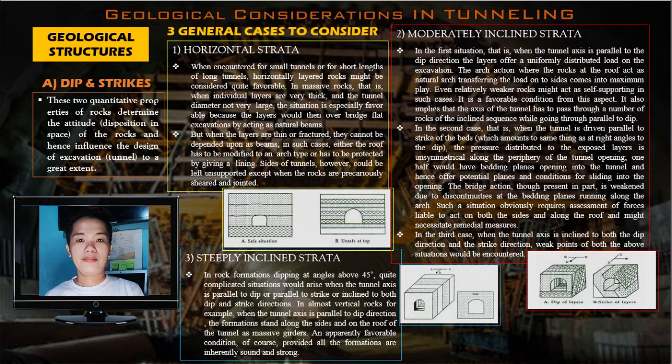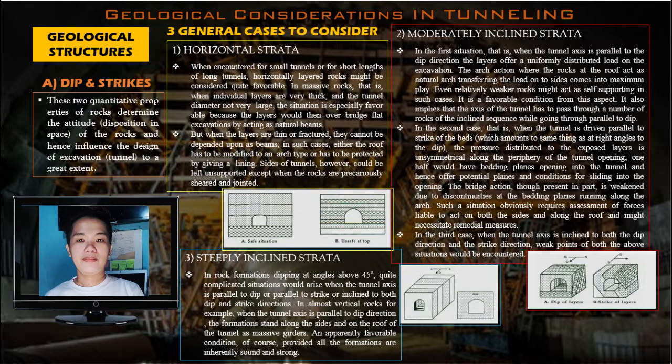One half would have bedding planes opening into the tunnel and hence offer potential planes and conditions for sliding into the opening. The bridge action, though present in part, is weakened due to discontinuities at the bedding planes running along the arc. Such a situation obviously requires assessment of forces liable to act on both the sides and along the roof and might necessitate remedial measures. In the third case, when the tunnel axis is inclined to both the dip direction and the strike direction, weak points of both the above situations would be encountered.